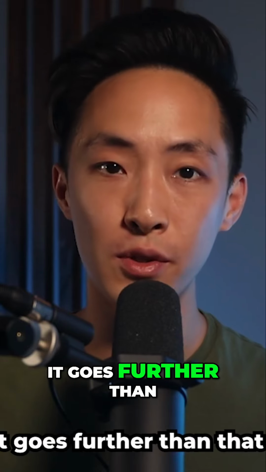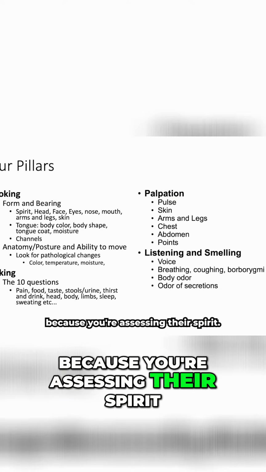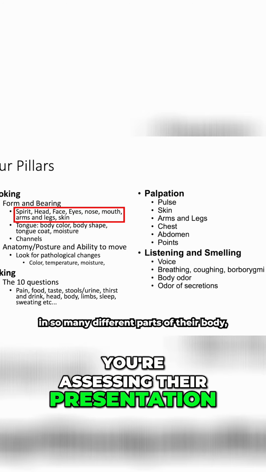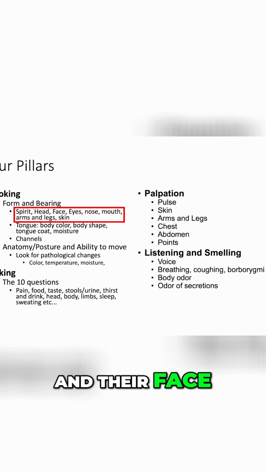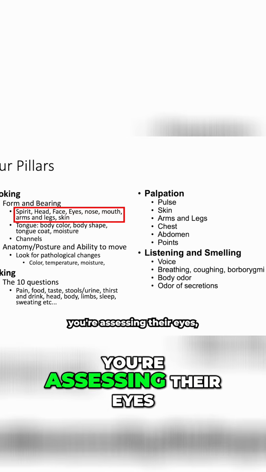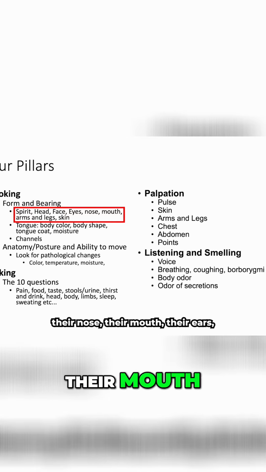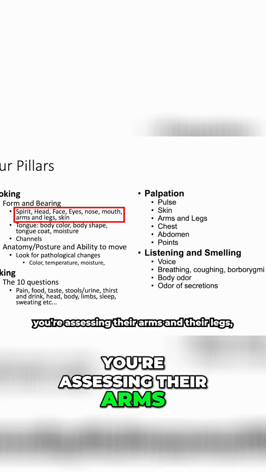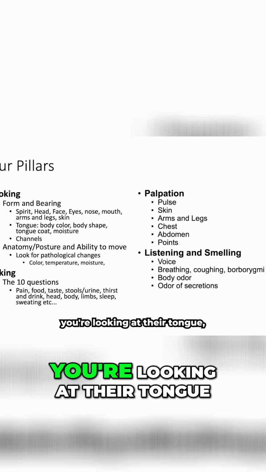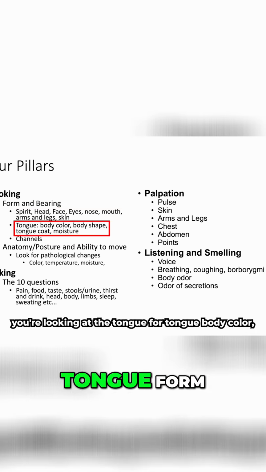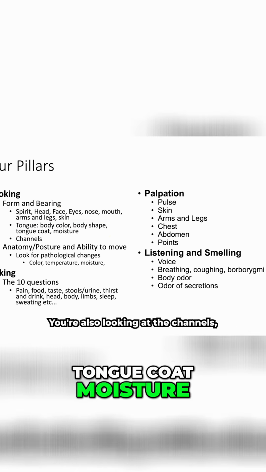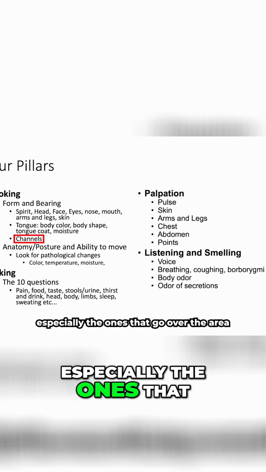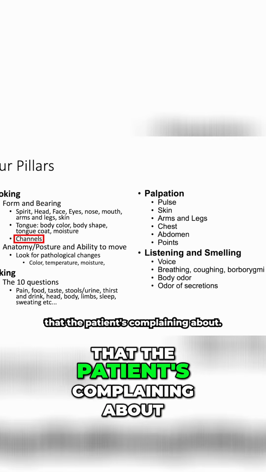Now, it goes further than that though, because you're assessing their spirit. You're assessing their presentation in so many different parts of their body. You're assessing their complexion in their face. You're assessing their head. You're assessing their eyes, their nose, their mouth, their ears. You're assessing their arms and their legs. You're assessing their skin. You're looking at their tongue. You're looking at the tongue for tongue body color, tongue body shape, tongue coat, moisture. You're also looking at the channels, especially the ones that go over the area that the patient's complaining about.